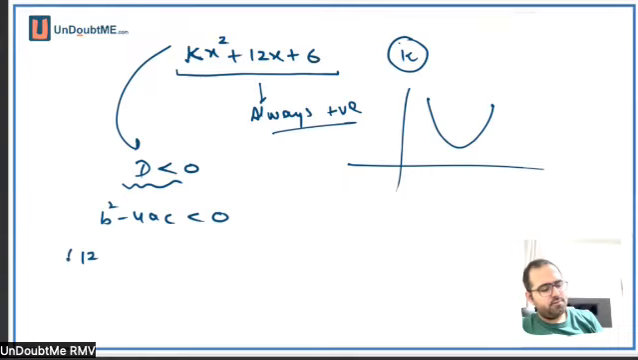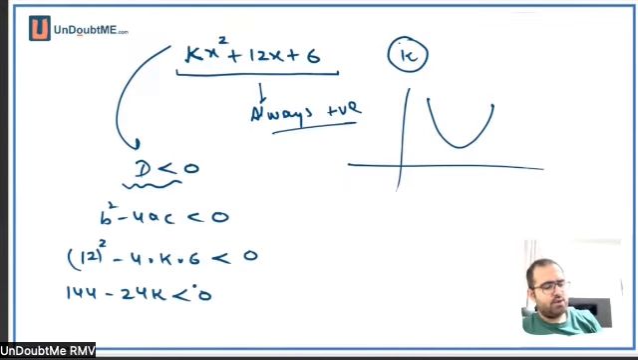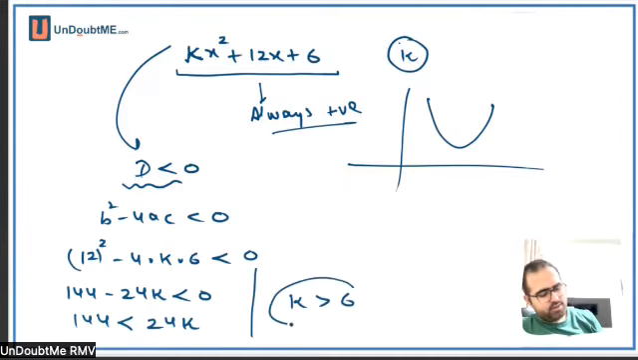B is 12. So 12 square minus 4 times K times 6 is less than 0. 144 minus 24K is less than 0. Okay. And from here, 144 is less than 24K. Then K will be greater than 6. So I think you made a mistake twice because of that.